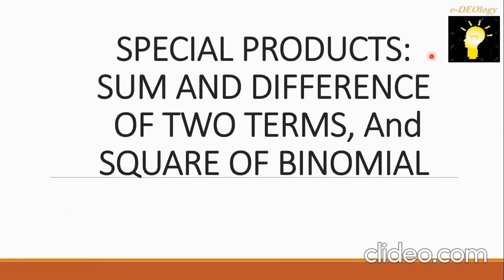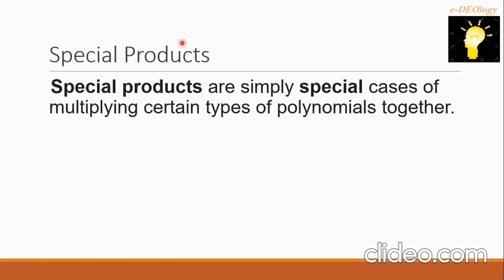Hi everyone, today we will study special products and we will discuss the sum and difference of two terms, and another form of special product is the square of binomial. First, let us define special products. Special products are simply special cases of multiplying certain types of polynomials together.